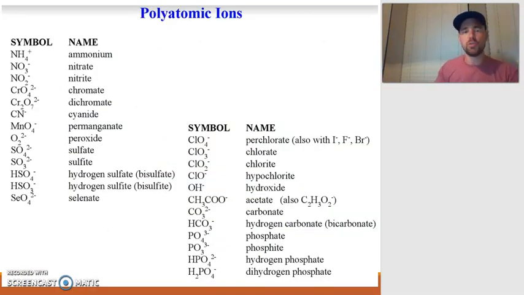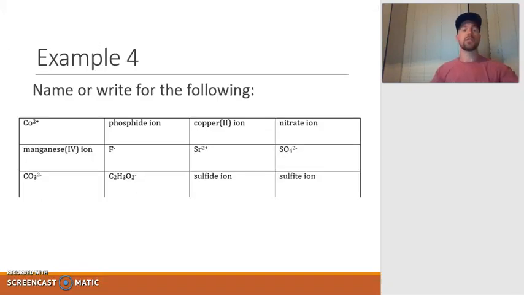Like I said, you need to make sure that you have these memorized. Making flashcards is a really good way to do that. A lot of them sound the same and they look very similar, so you want to make sure you can tell the difference. Alright, so let's take a look at some examples of just naming ions. In example 4, we're either going to name or write the following, depending on what it gives us.